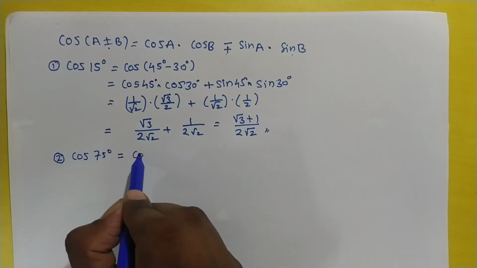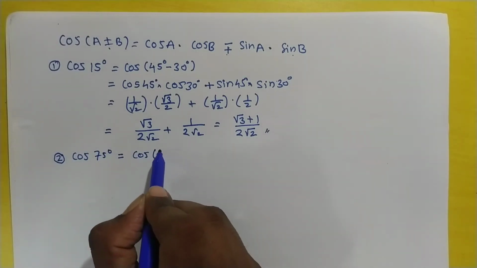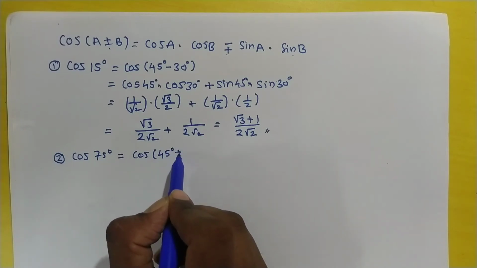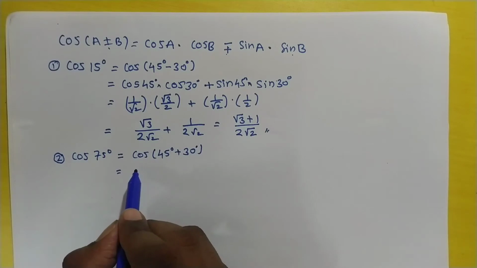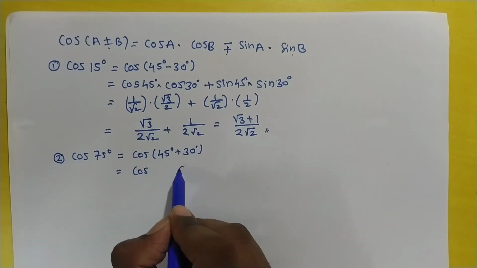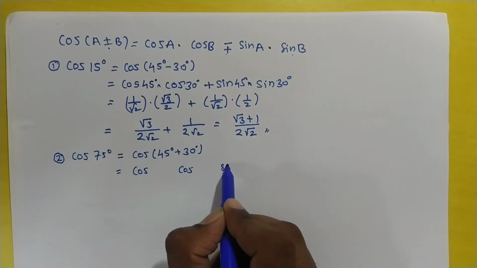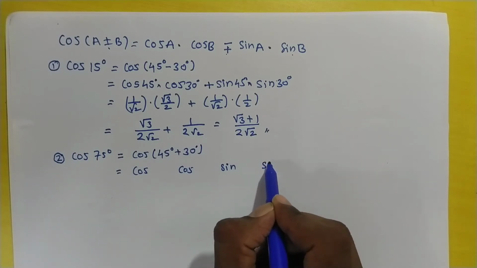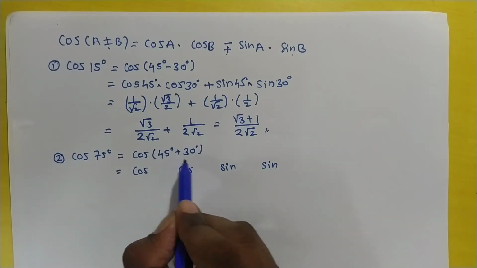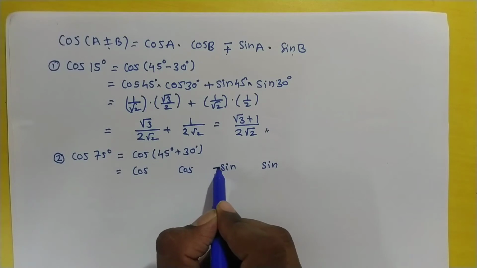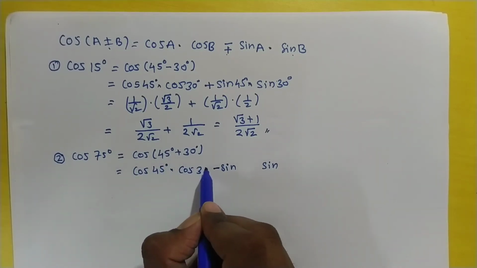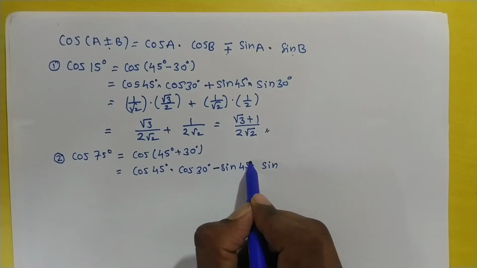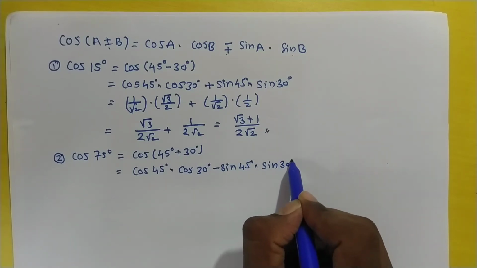So cos of 75 means cos of 45 degree plus 30 degree. Again we write by using the formula: cos cos, sin sin, reverse sign. So here is a plus, so reverse sign is minus. First angle is 45, second angle is 30 degree.